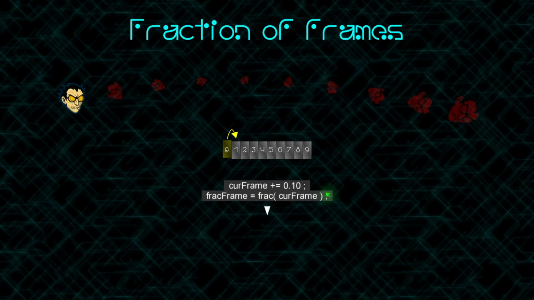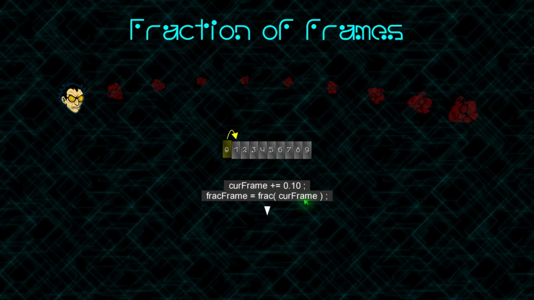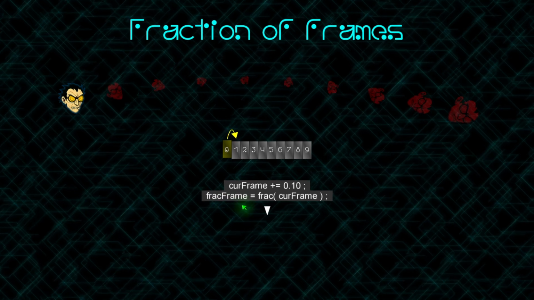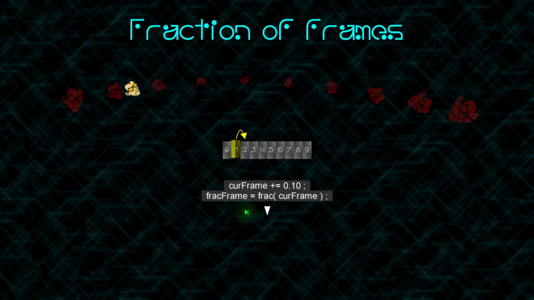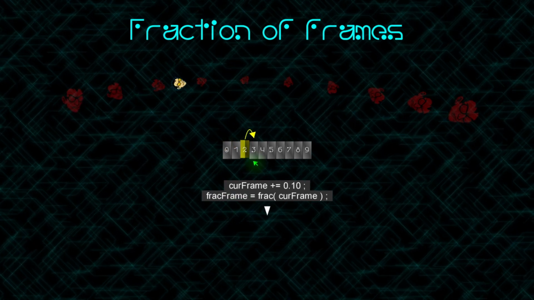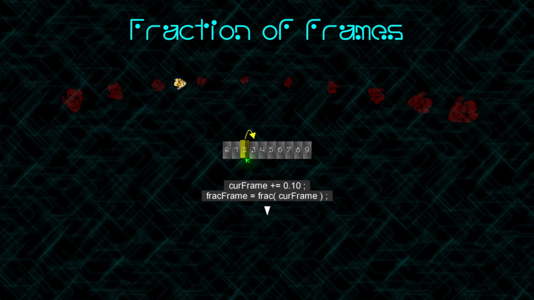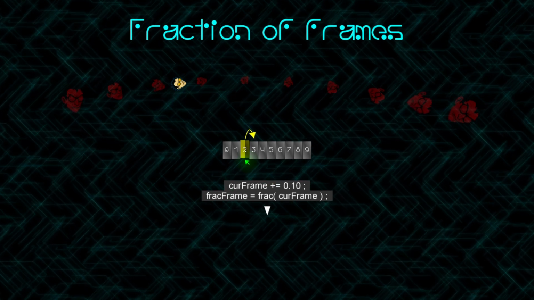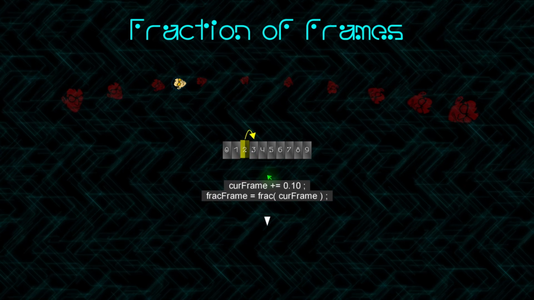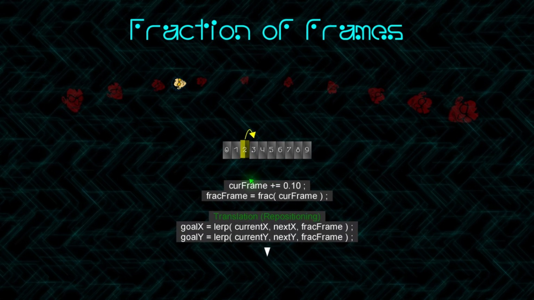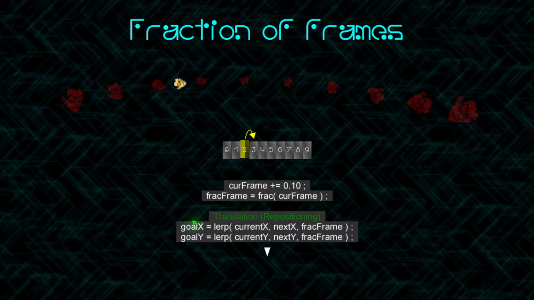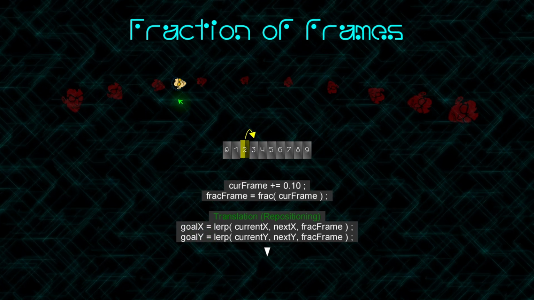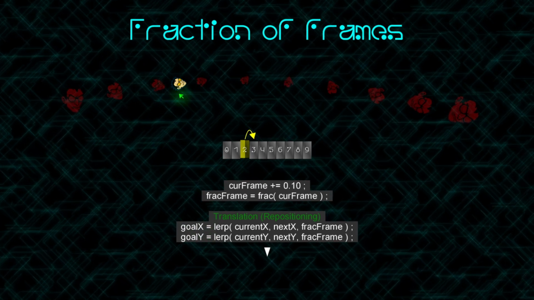So we always need to calculate what the fraction of the frame is, and this will always be a value between 0 and 1, no matter what frame we are in. For example, here this is 2.5, but the fraction of that frame will be 0.5. This will be useful then when we set the position. The goal X and goal Y will be the value that we will use to draw the part to the screen.